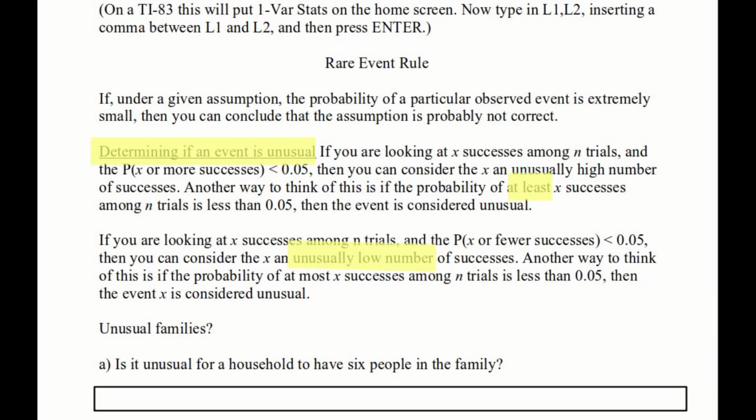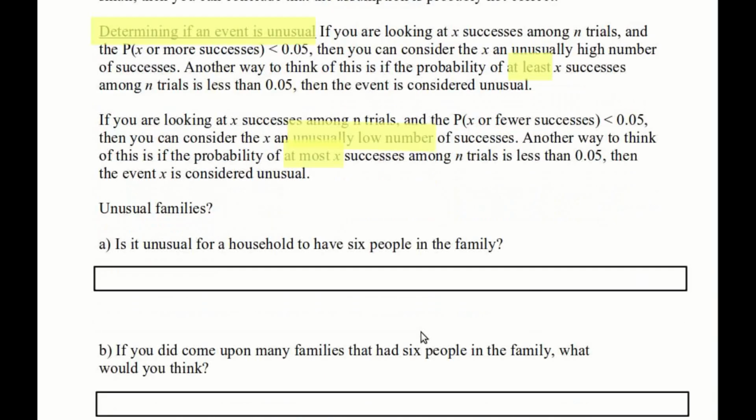Another way to think of this is if the probability of at most x successes among n trials is less than 5%, then the event is considered unusual. And here the key phrase is at most x successes. So we're basically saying this looks like a small number of successes, but we need to consider not just that particular exact value for x, but everything smaller than it if we want to say that that is an unusually low number of successes. So let's look at an example.